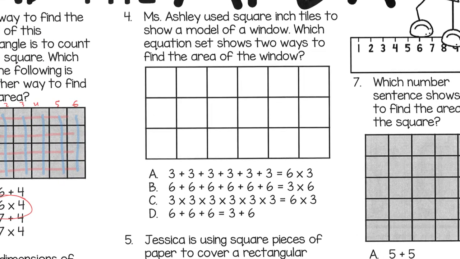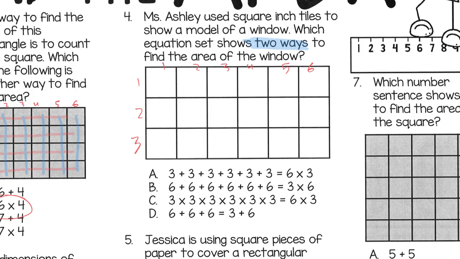Okay, Miss Ashley used square inch tiles to show a model of a window. Which equation set shows 2 ways to find the area of the window? Do me a favor, circle or highlight or underline 2 ways, because there's 2 ways, okay, to find the area of the window. So we know we could count 1, 2, 3, 4, 5, 6 wide. 1, 2, 3 long. So our length and width is 6 and 3.